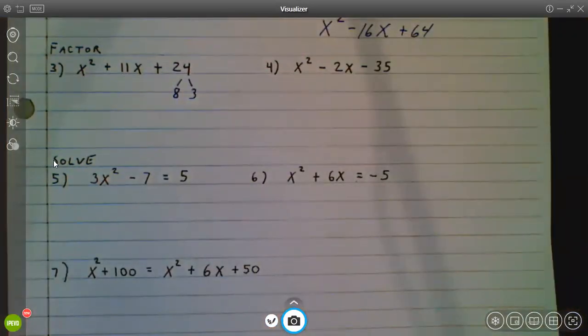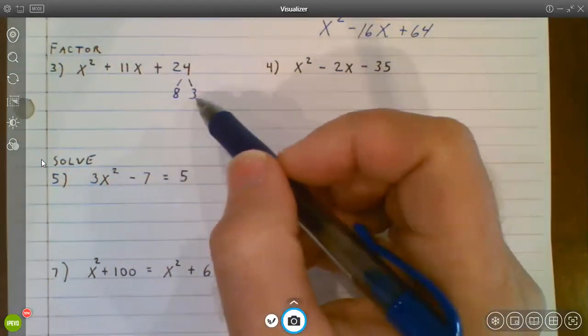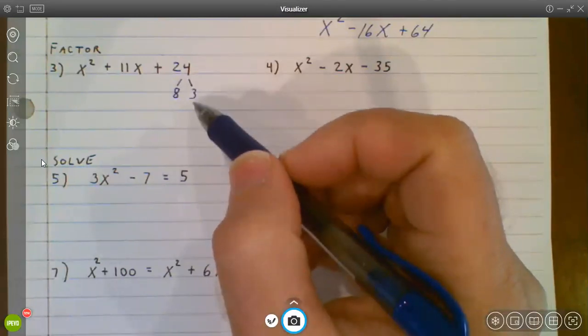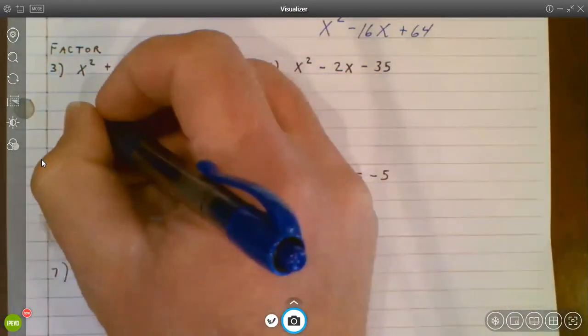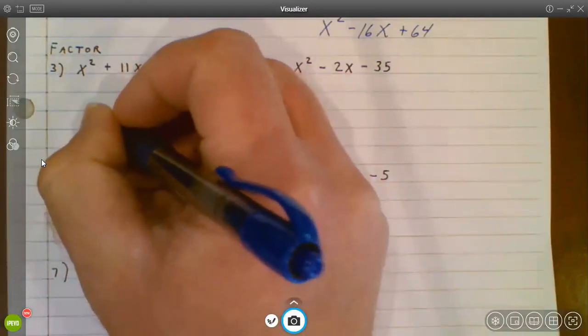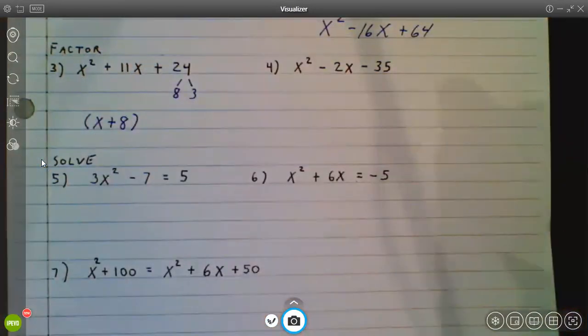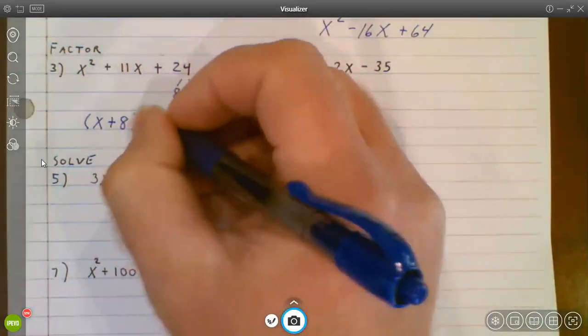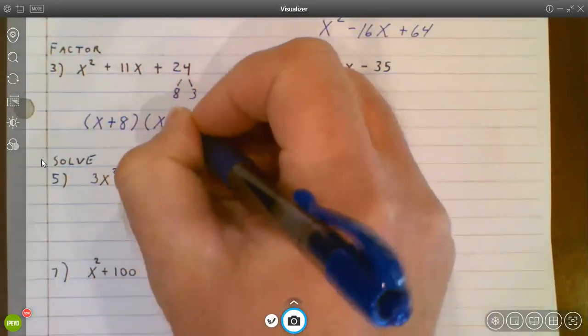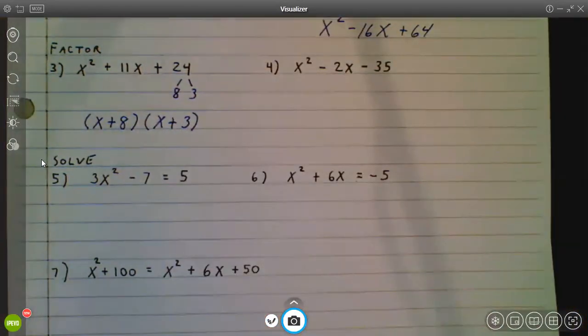8 and 3. So here's how we're going to write these as factors. Obviously, if I multiply them together, I get 24, and if I add them together, I get 11, and that's what we're shooting for. They're both positive. So if I have a positive 8, I'm just going to write that factor as x plus 8 because it was positive. If it was negative, I'd write it as a minus. My 3 was also positive, so we're going to write that as x plus 3. And that's it. Those would be the factors of this.